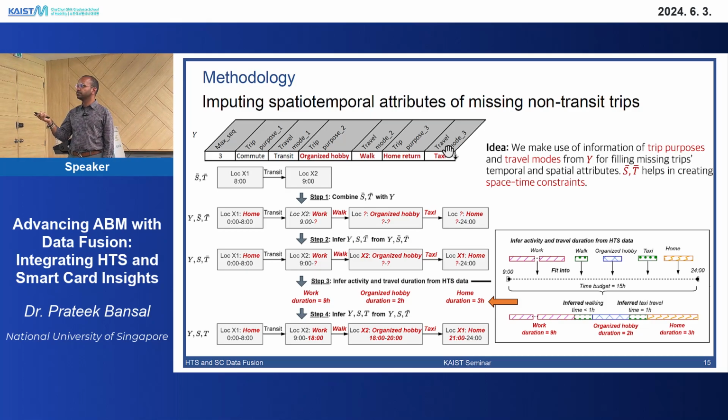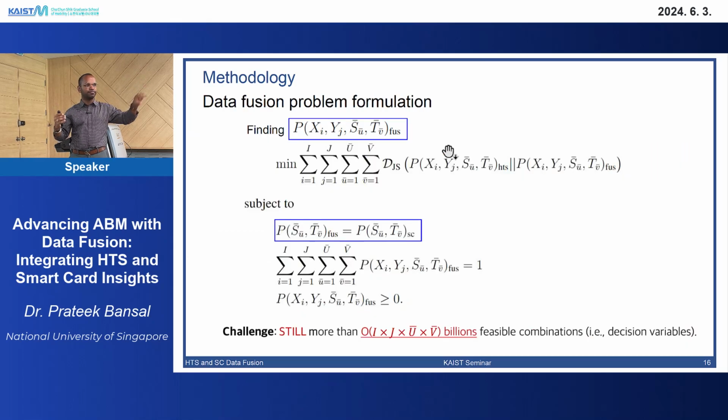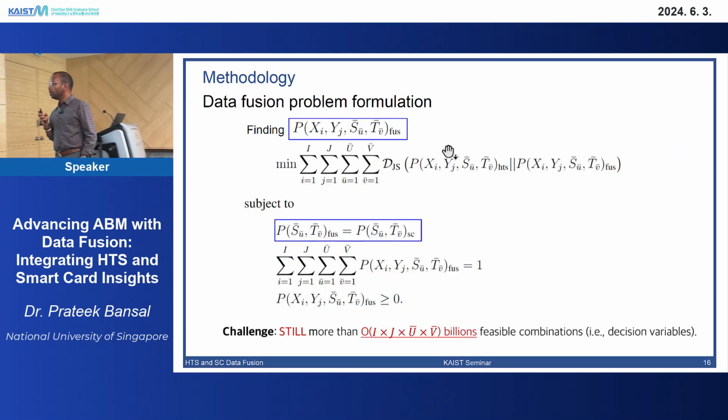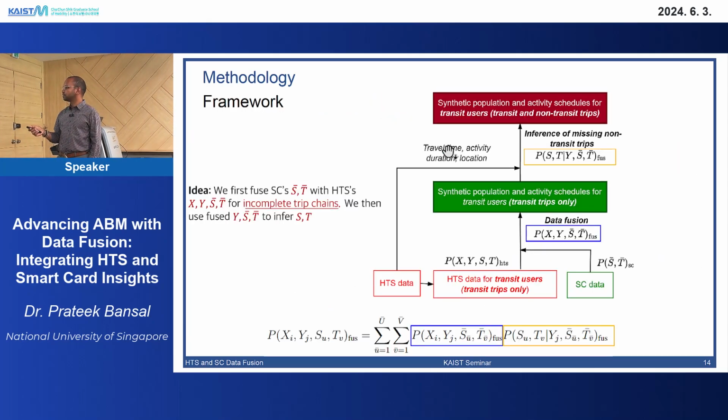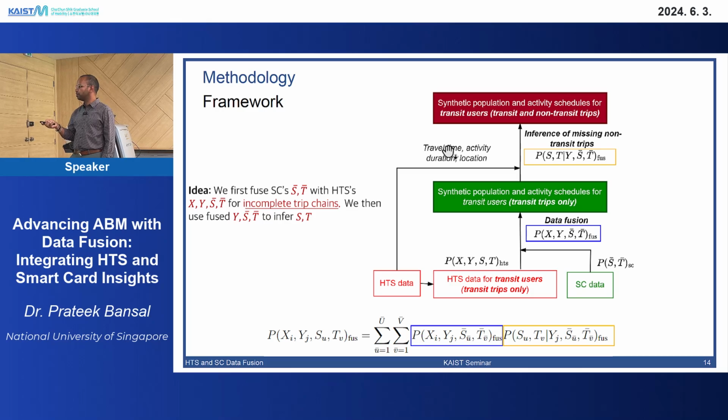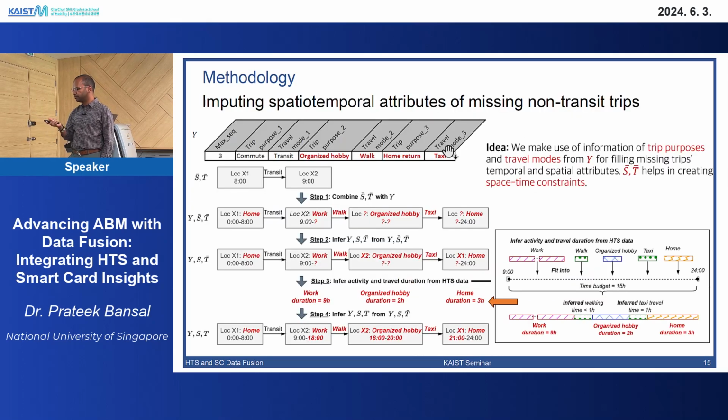So I will be focusing on the first part: how do we do this data fusion for the transit trips and the x, y, and s and t information that we have in the HTS data. Now we will focus on the first part of the problem. This part is fairly straightforward because you can learn this distribution from the HTS data and you can transfer that very easily to the data fusion problem.